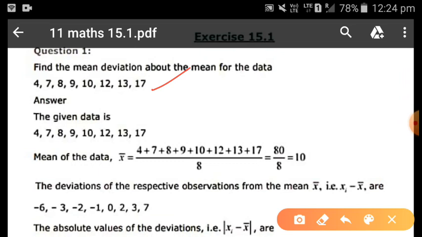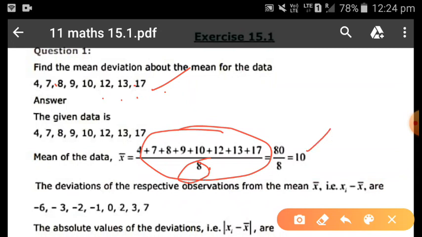To find the mean deviation about the mean, first we need the mean. The mean formula is the sum of the observations divided by the number of observations. The number of observations is 8, you need to count them, and dividing you will get 10. So the deviations of the observations from the mean: every observation minus 10. 4 minus 10 is minus 6, 7 minus 10 is minus 3, 8 minus 10 is minus 2, 9 minus 10 is minus 1, 10 minus 10 is 0.